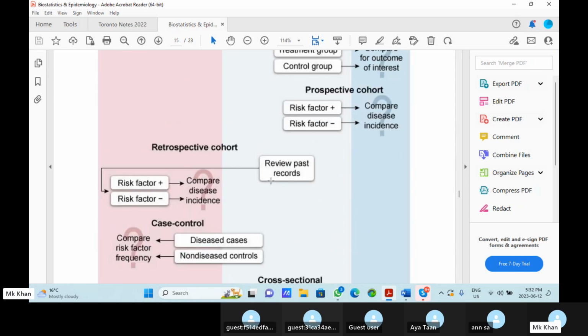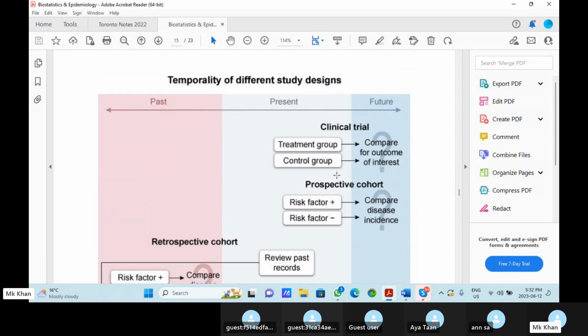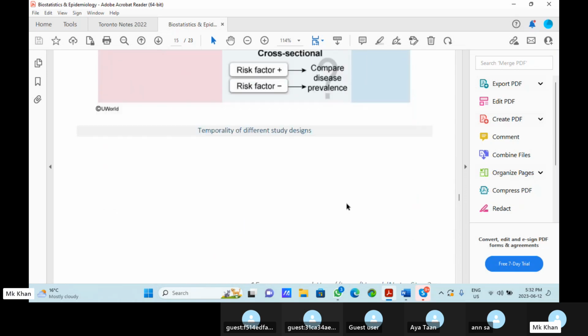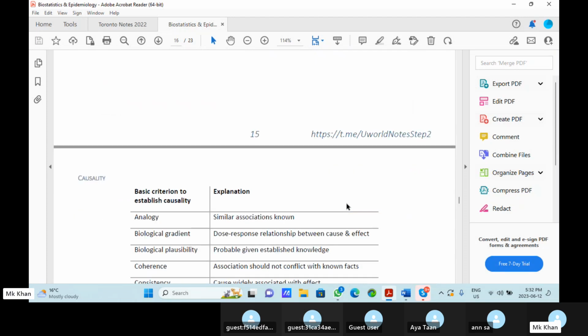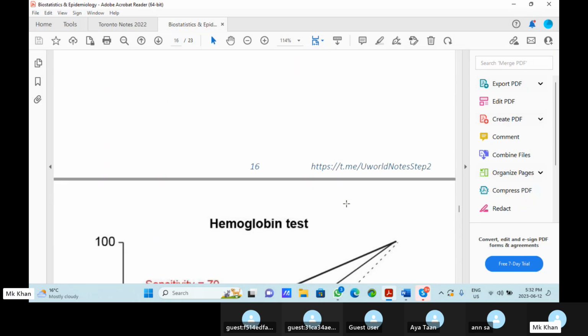And then the other type of cohort is the retrospective cohort. So they go in the past and review records. But I think the prospective one is more common and more important. And then the last one is clinical trials: treatment group and control group, and then compare the outcomes. So these are basically the different types of observational study, and I think these are all the definitions they are giving.